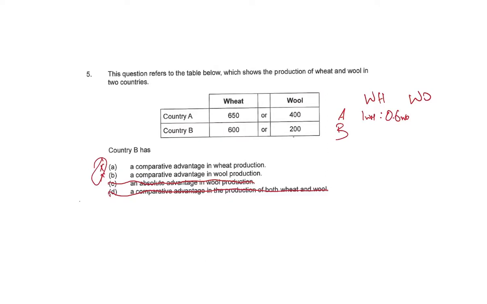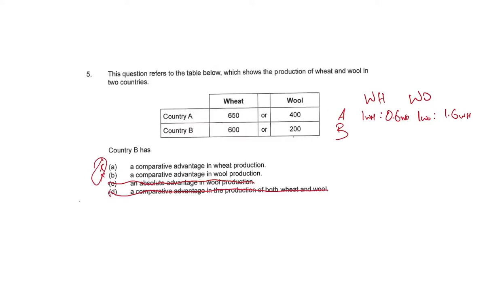Now we can try and figure out the opposite in terms of how much wheat we need to give up for the production of wool. Again, I'm going to divide wool by itself, which gives us 1 unit. And then I'm going to divide 650 by 400, which should give me 1.6. What this information tells me now is that for every 1 unit of wool, I need to give up 1.6 units of wheat.